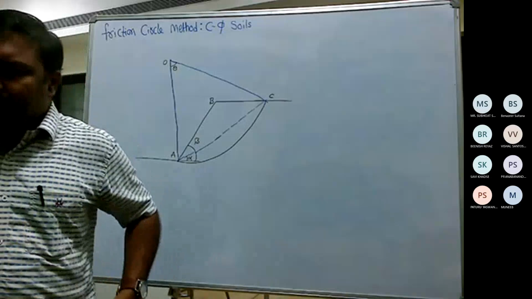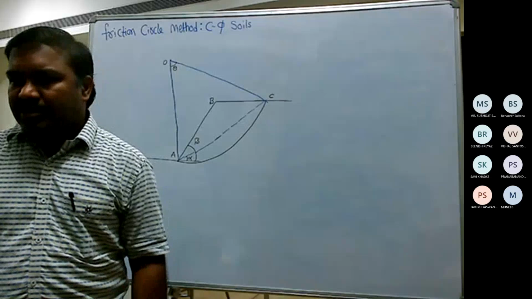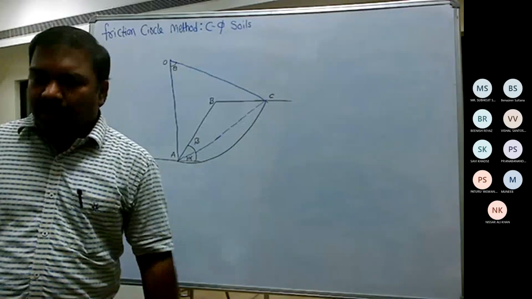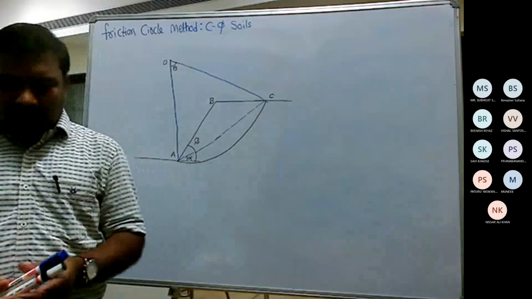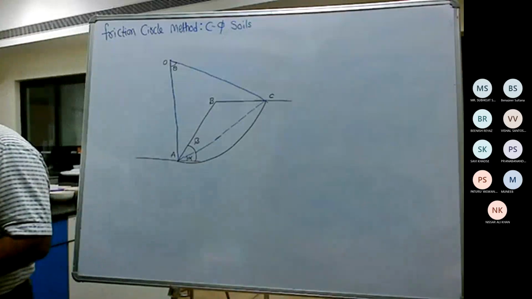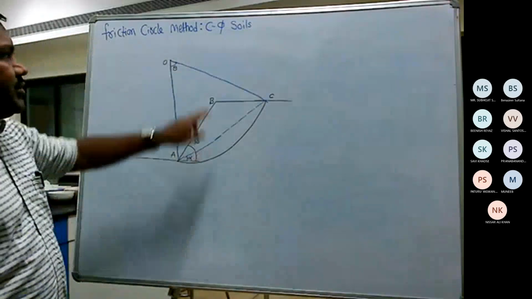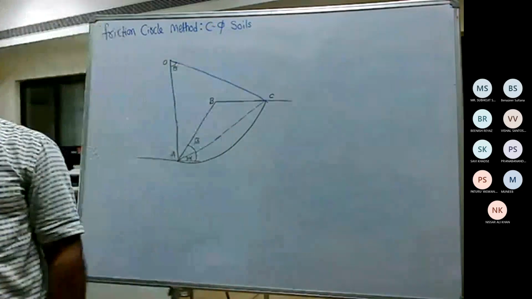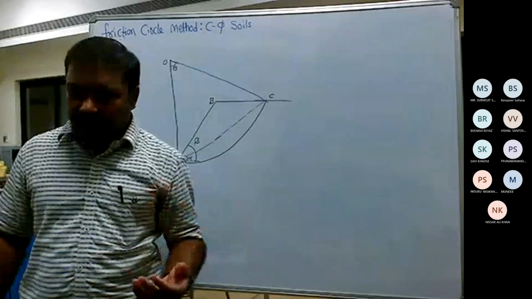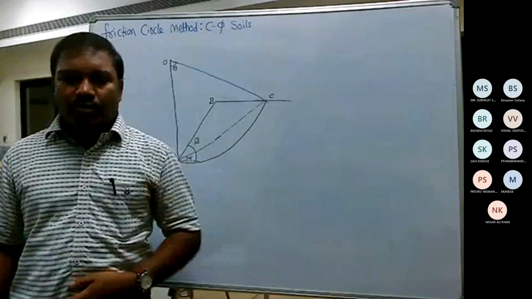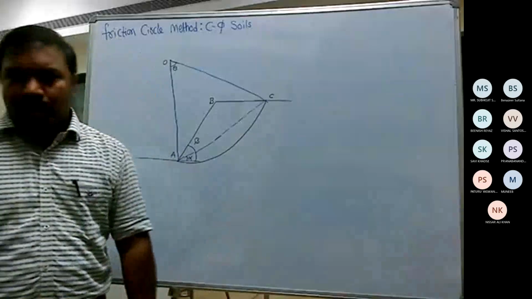So in the last class, we were discussing one of the mass procedures, slope stability analysis by mass procedure. So let us continue the same thing. Today we will discuss another method, the friction circle method, which is useful for both C and phi soils. Using the friction circle method, how to determine the factor of safety value or the other parameters.